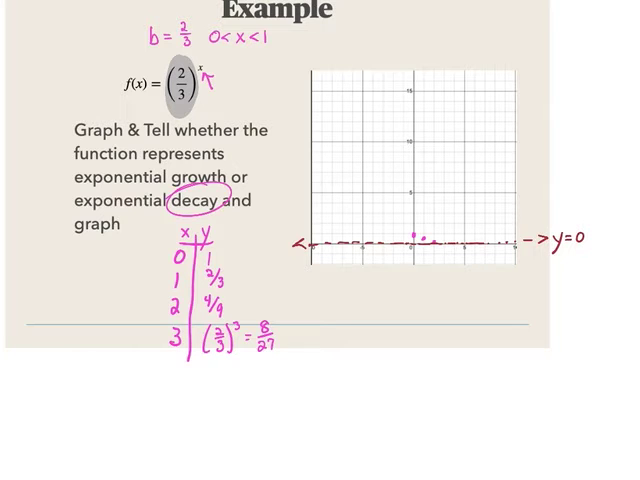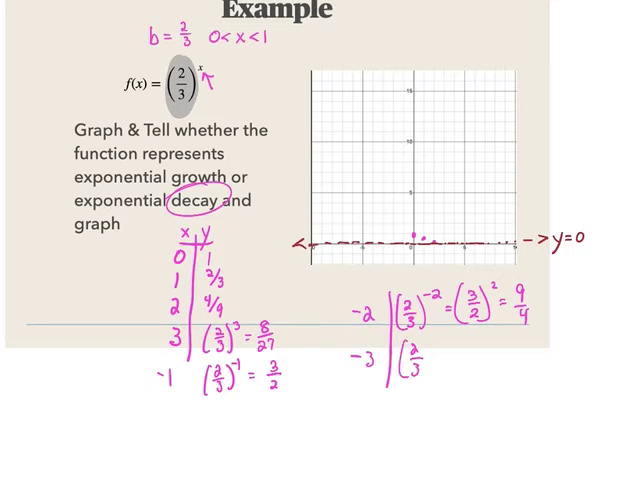On the left-hand side now, some of our negative numbers. Let's plug in -1, so it's 2/3 to the -1. All that does is flip it over. And then when I do -2, and I go 2/3 to the -2, all that does is flip it over, and then you got to square it. So 9/4. -3, 2/3 to the -3 is 3/2 to the +3, 27/8. So here we go.